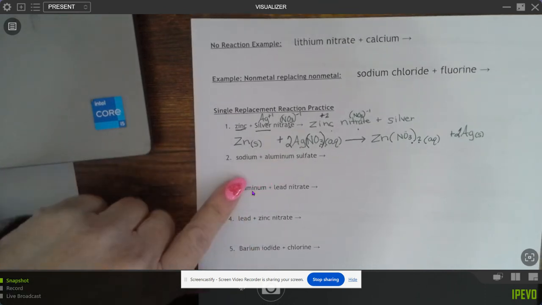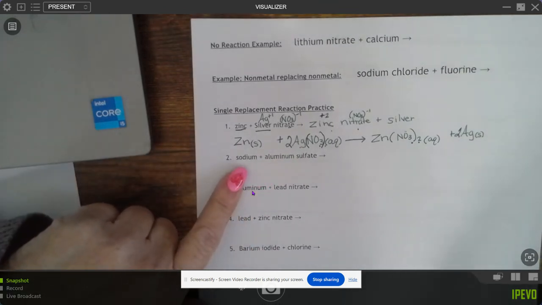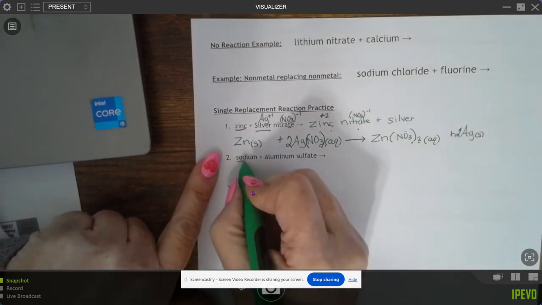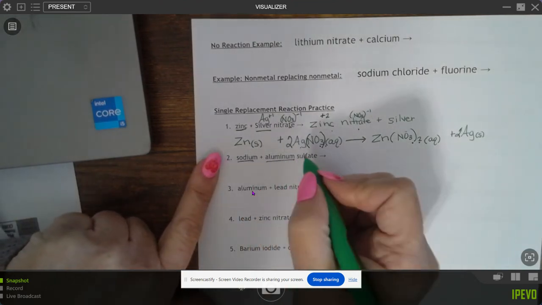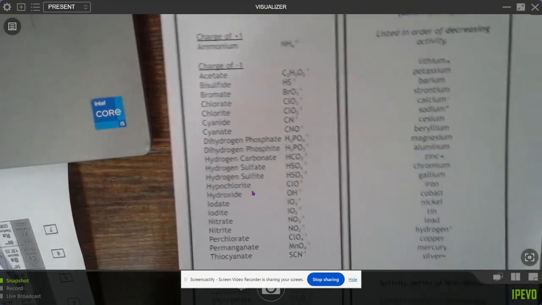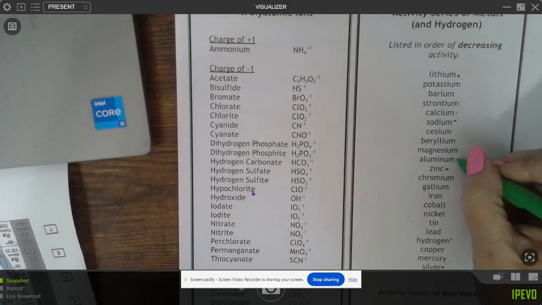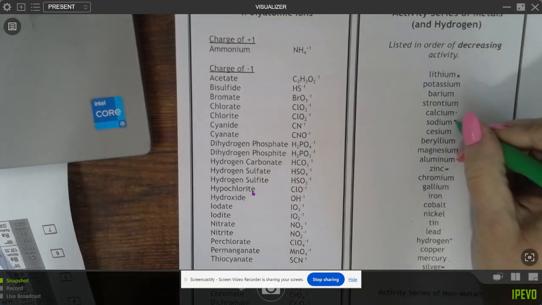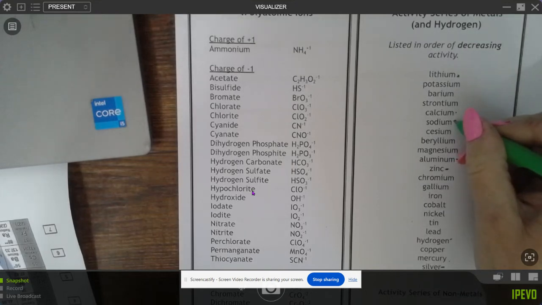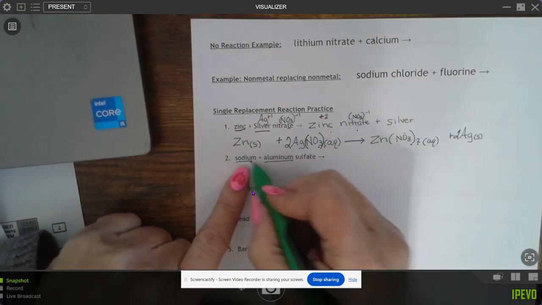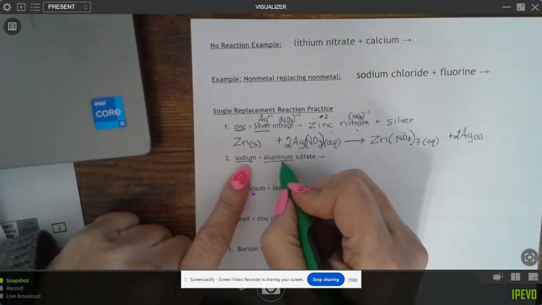All right. Equation number 2, sodium plus aluminum sulfate. So I'm going to compare sodium and aluminum. So I get out my activity series. Aluminum is right here. Sodium is up here. So sodium is more reactive. Sodium is going to end up in the compound. So sodium is going to take aluminum's place.